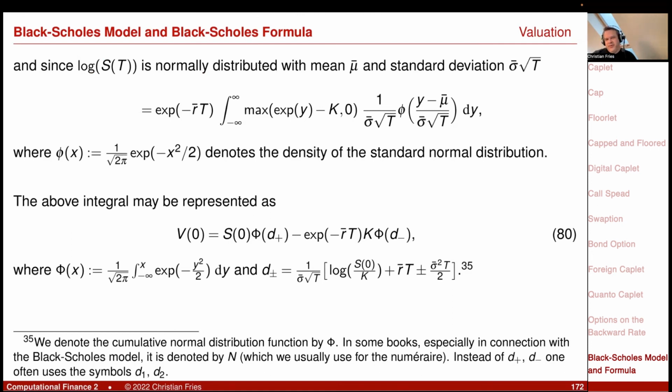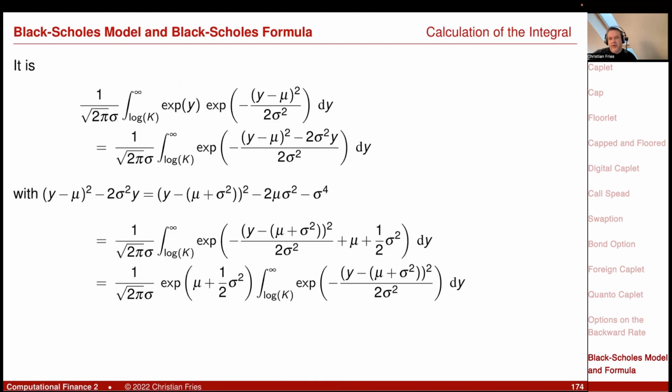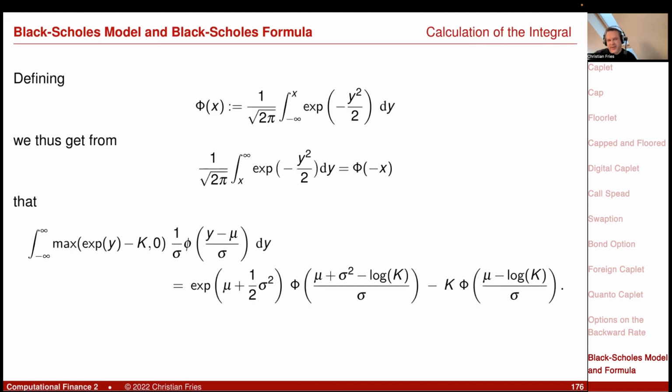Maybe I have to finish here. This is just a small recap. You also find in the script how you calculate the expectation. You know the probability density of the normal distribution: 1 divided by square root of 2 pi sigma, exponential of minus x squared divided by 2 sigma squared. You can calculate this integral, which only involves an exponential function and a constant multiplied with this density, analytically. So there is the calculation here, and using some substitution, you arrive at the Black-Scholes formula.